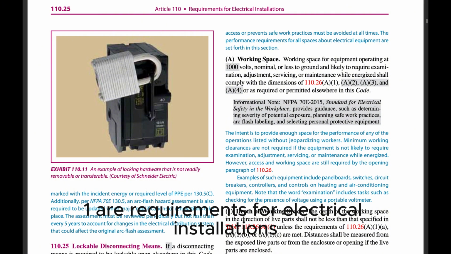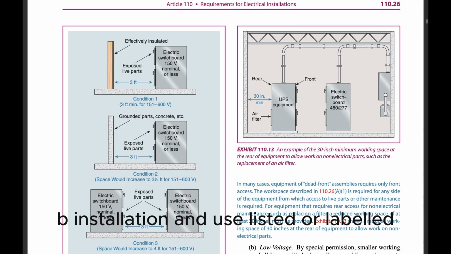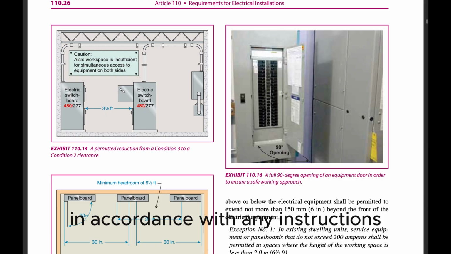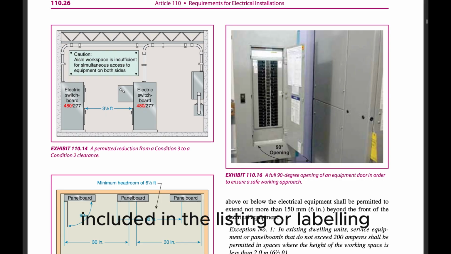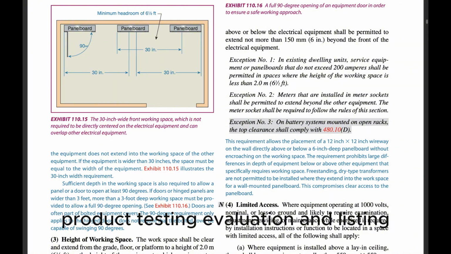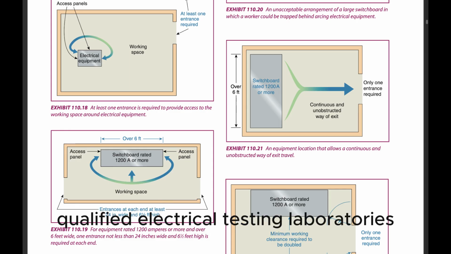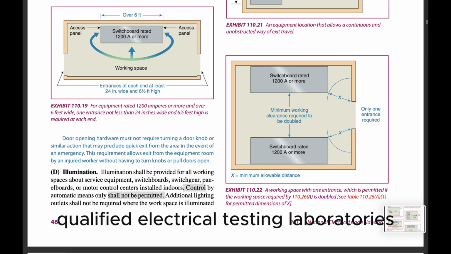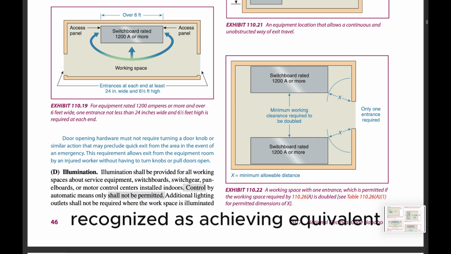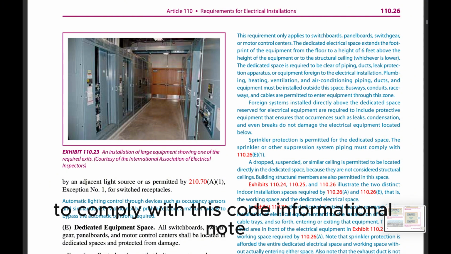110.3 Article 110, Requirements for Electrical Installations. B. Installation and Use. Listed or labeled equipment shall be installed and used in accordance with any instructions included in the listing or labeling. C. Listing. Product testing, evaluation, and listing (product certification) shall be performed by recognized qualified electrical testing laboratories and shall be in accordance with applicable product standards recognized as achieving equivalent and effective safety for equipment installed to comply with this code.